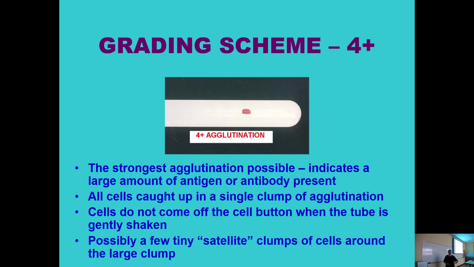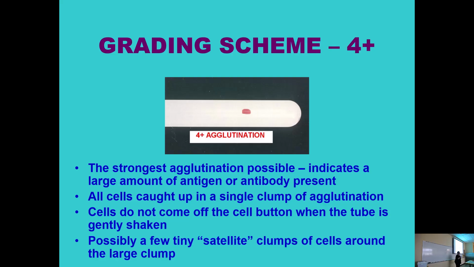The other end of things is the 4+, the strongest agglutination possible. This is what we see when, for example, I put anti-A in with my A cells. Most of the time I'm going to see this 4+ reaction. All cells are caught up in one clump of agglutination. Cells do not come off the cell button when this tube is gently shaken. I can still take this and whip it and get it to break apart, but that's not telling me anything. I'm going to do the gentle shake and look for this 4+. Once in a while, you might see a few tiny satellite clumps around a large clump, but for the most part, you see one big clump, and it's going to be a 4+.